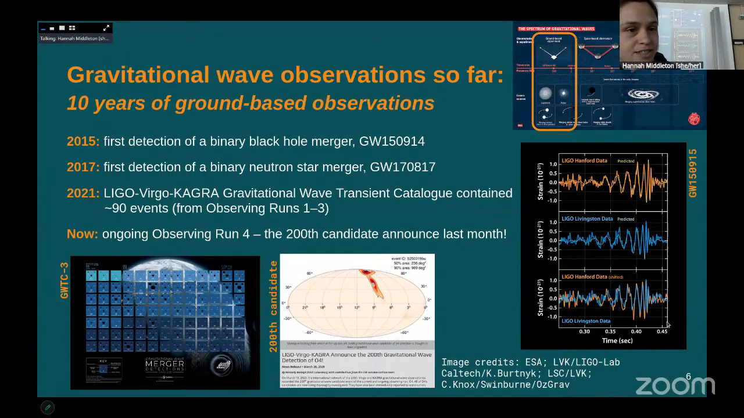And then in 2017, there was the first detection of a binary neutron star, GW170817. In 2021, the collaboration shifted into catalogue production. Well, this happened earlier actually, but this is the third gravitational wave transient catalogue, which contained 90 events from observing runs 1 to 3. And the ongoing observing run 4 announced the 200th candidate just last month. At the moment, there's a commissioning break at the sites, and then they'll pick up observations. I don't remember the exact date, but it's probably about a month off.